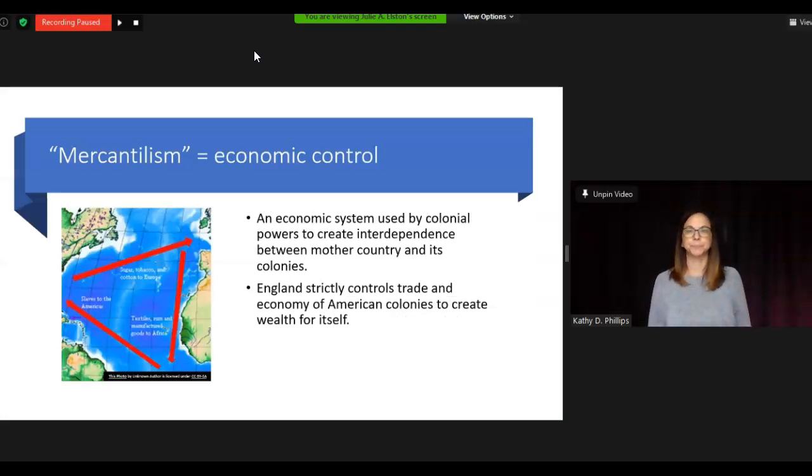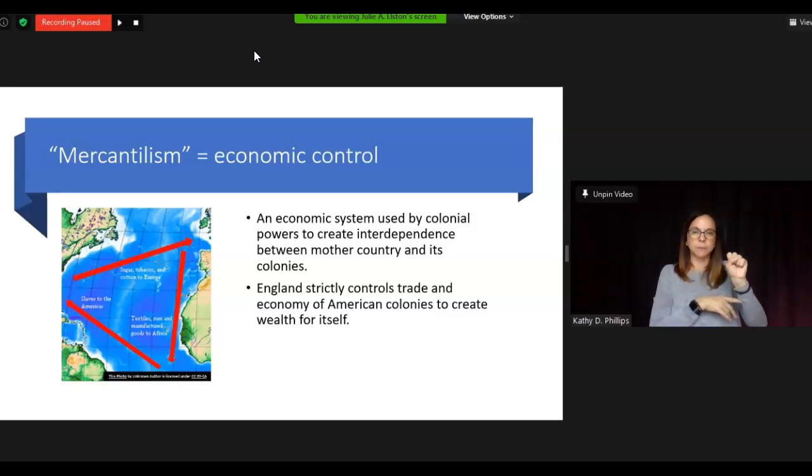So underneath this economy in the colonial regions was this system called mercantilism. We mentioned this last time about how this was used by the European colonial powers, England and France and Spain, to create this system of interdependence between the mother country, the European country, and its colonies.